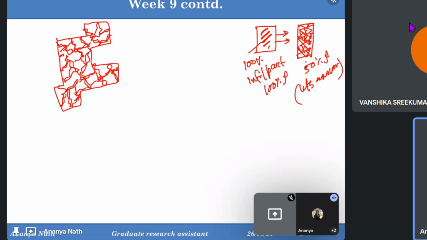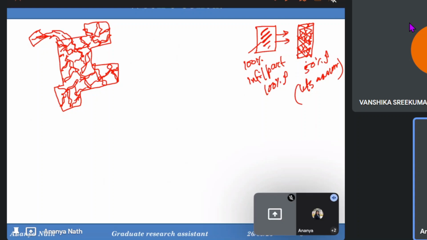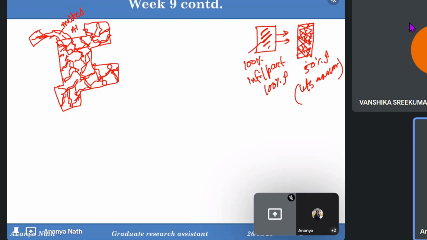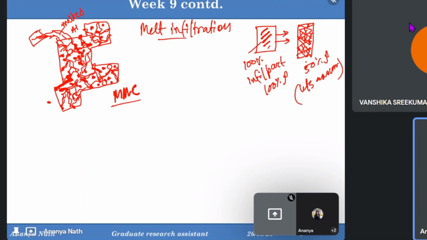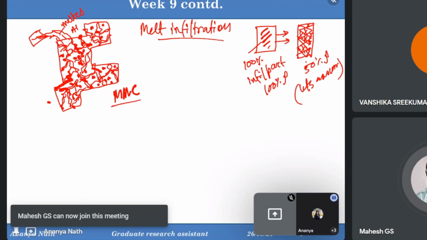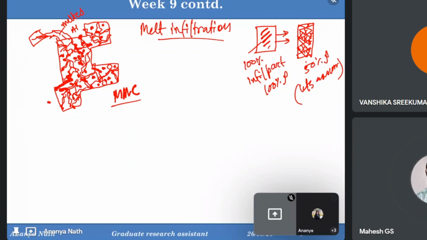reinforced particles, you can just place it in the mold, and now you just pour the melted aluminum in it. You just pour the melted aluminum here, and it will flow all over the structure, and the preform will be there, acting as the reinforcement particles, and the melted aluminum will fill the rest of the vacant space. And this is how you can get that metal matrix composite, and this technique is called melt infiltration. So this is what is meant by melt infiltration.